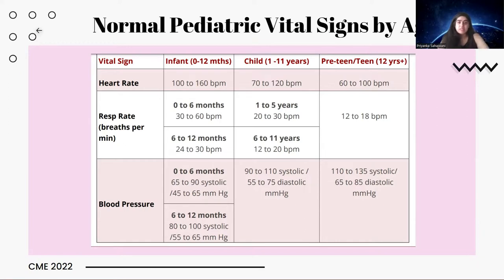So your heart rate in infants is generally higher. They have a higher heart rate than us, and normal is 100 to 160. Children, it is 70 to 120, and preteens, it is 60 to 100, that is similar to ours.